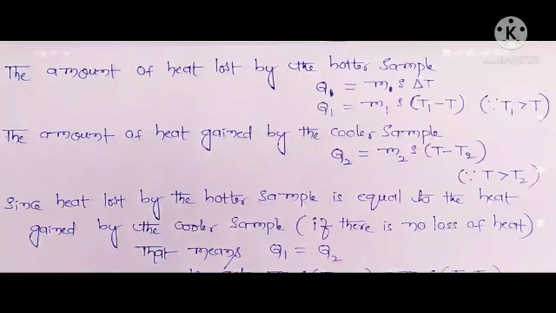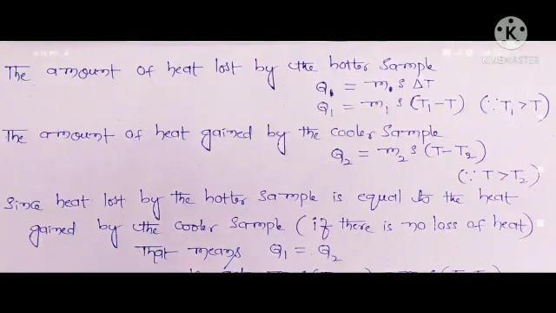Next, the amount of heat gained by the cooler sample is Q2 = M2 S (T - T2). Why do we write T - T2? Because T, the final temperature, is greater than the initial temperature of the cooler sample. So we write T - T2 because T is greater than T2.